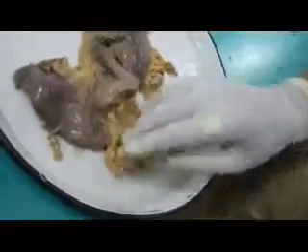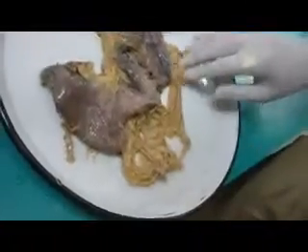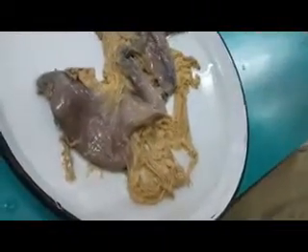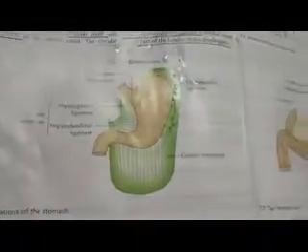Here you can see this is the greater omentum attached on the greater curvature, along with gastrosplenic and gastrophrenic ligaments. Here you can see this is the attached gastrosplenic ligament on the greater curvature, and this is the location of gastrophrenic ligament. This is how lesser omentum is attached on the lesser curvature and greater omentum on the greater curvature.